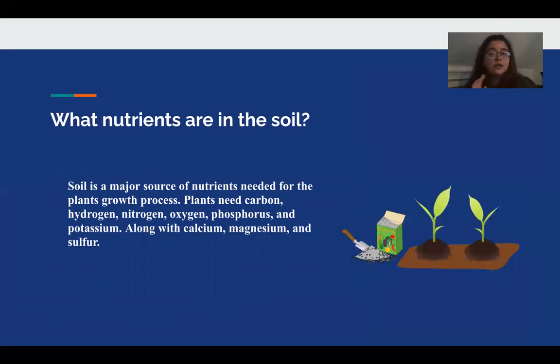What nutrients are in the soil? Soil is a major source of nutrients needed for the plant's growth process. Plants need carbon, hydrogen, nitrogen, oxygen, phosphorus, and potassium, along with calcium and magnesium and sulfur.